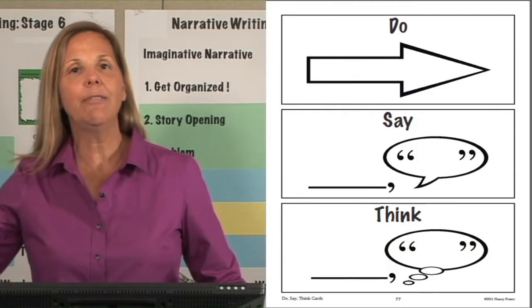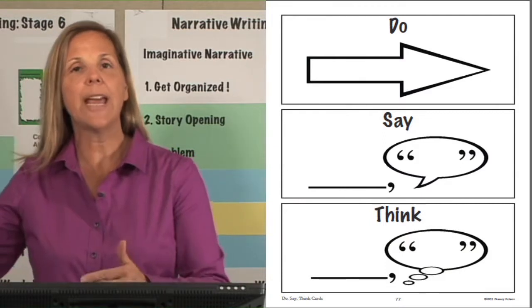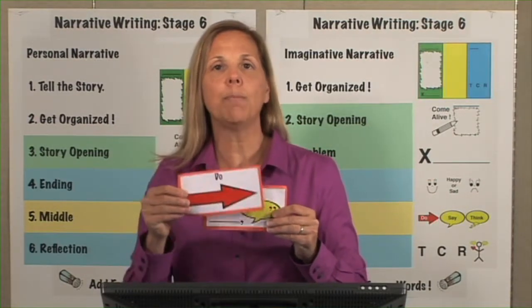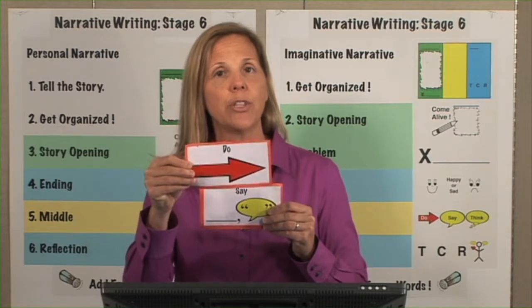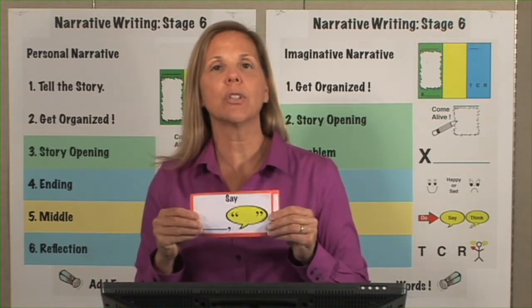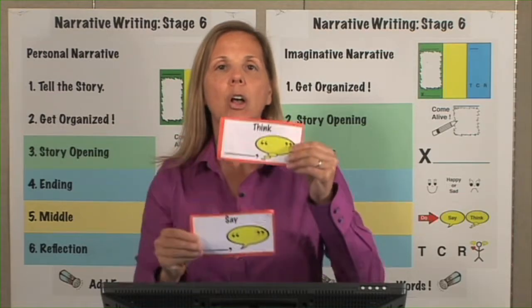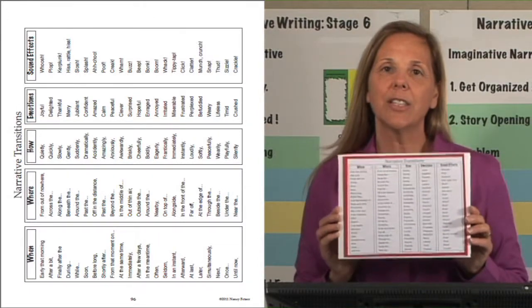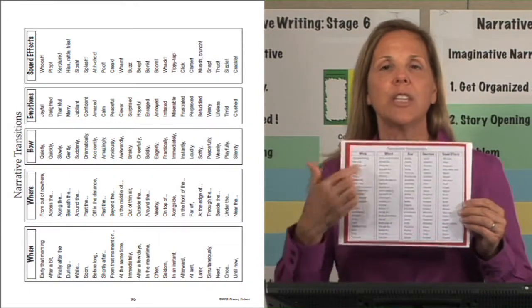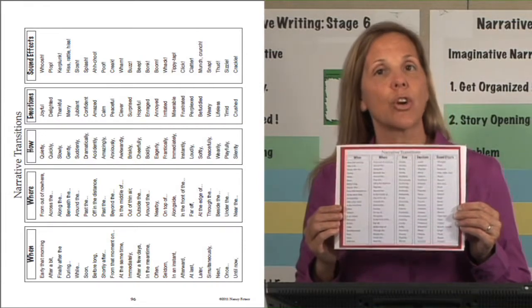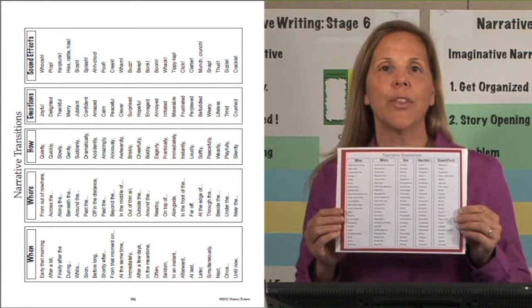On page 77, you will find the do, say, think cards. When we're writing our personal narrative, the types of sentences that we can write could be actions where a character is going to do something, or different types of reactions, and those are sentences where we could have dialogue or reveal the character's thoughts. On page 96 is the narrative transition card. Notice the different columns that have different transitions that children can use to start sentences all throughout their story.